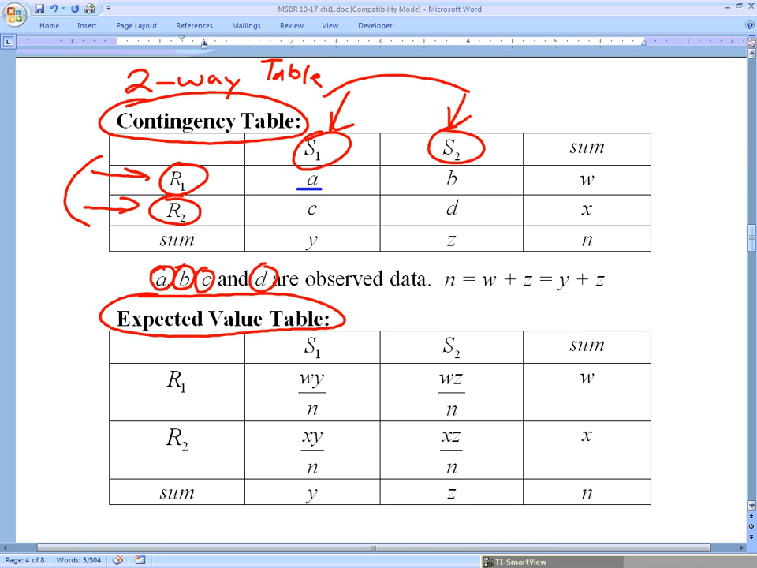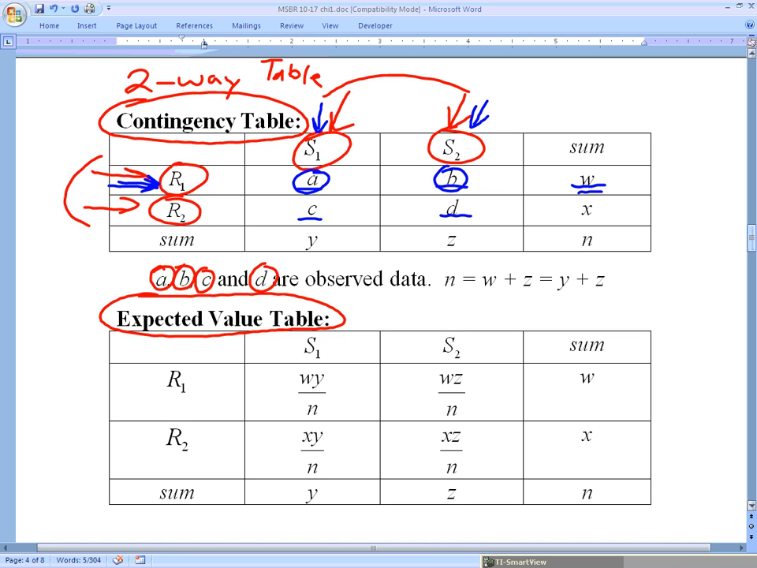You got an A, you got a B, you got a C, you got a D. It's just a table with numbers in it. So there were a certain number of people that we're calling A that were part of both this group and this group. We have more people, B, who are part of this group and this group here. And then we can find the total by taking A plus B, and that would equal W.